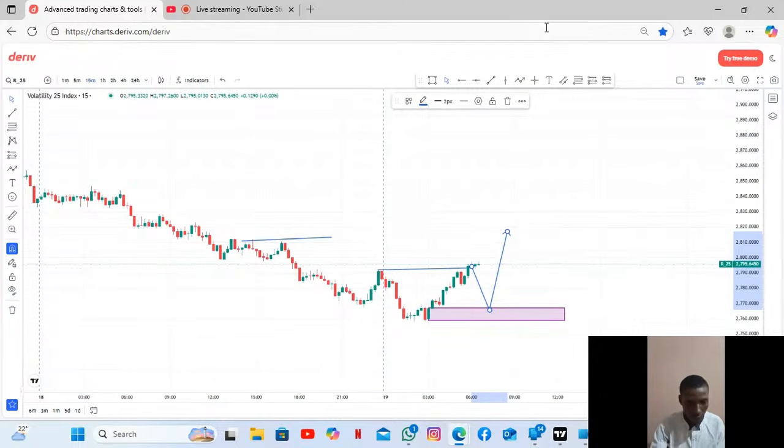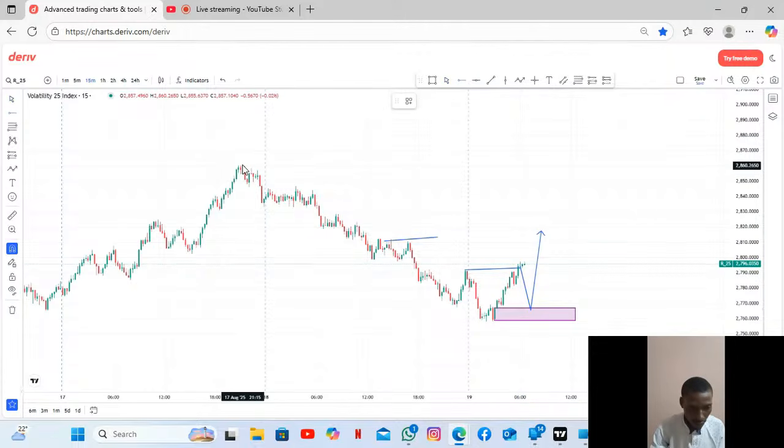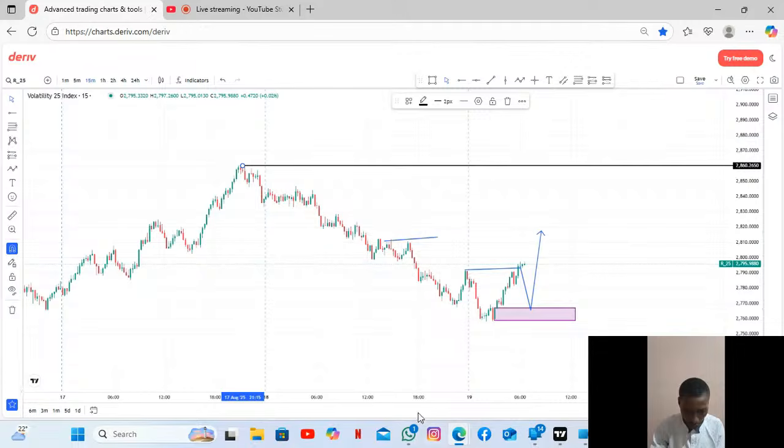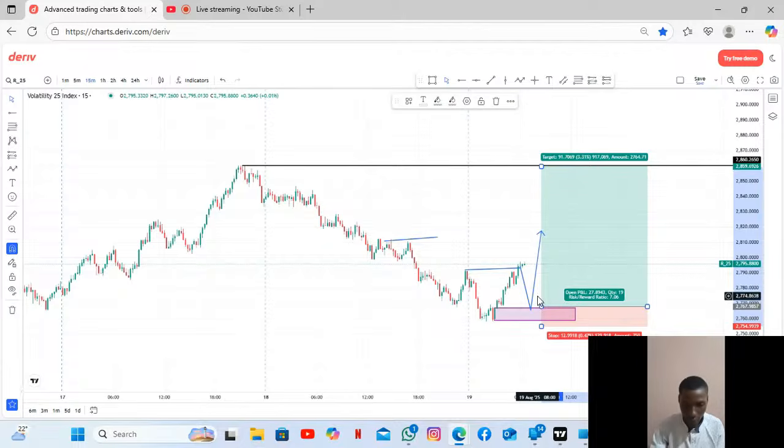So the immediate sell for now is to wait for a retracement to this other block, and we will take our profit at this buy side liquidity. This is for volatility 25, for those who trade synthetic indices like me. This is what you should look at and make some profits.